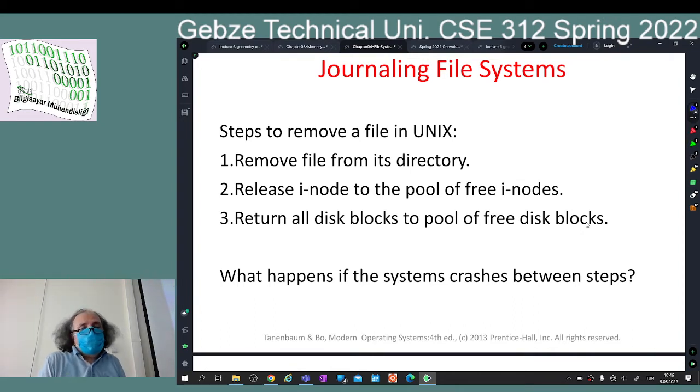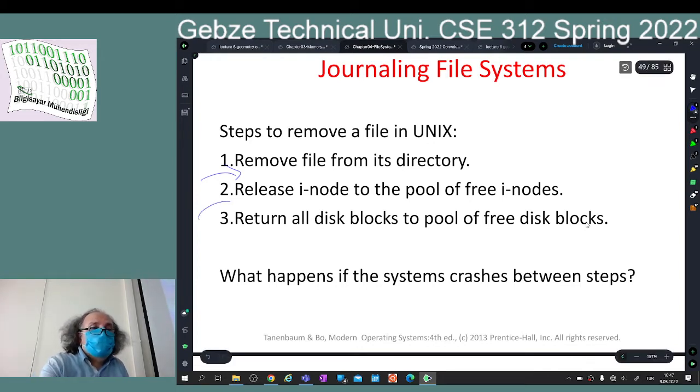So what am I going to do? I'm going to execute them. But the problem is, what happens if there is a crash here? After removing the file from its directory, I did not release all the inodes. That's a problem, and I did not release all the blocks. That's a problem. And what happens if there is a crash there? I released the inodes, but I didn't release the disk blocks, etc.